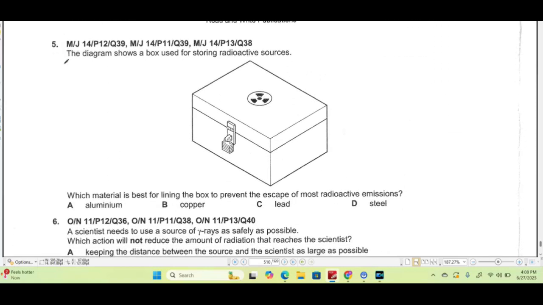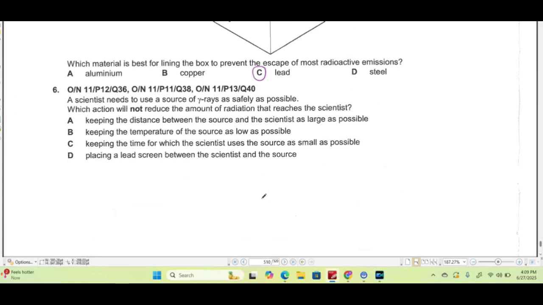Question number 5. The diagram shows a box used for storing radioactive sources. Which material is best for lining the box to prevent the escape of most radioactive emissions? Okay, we know that lead is something that absorbs radioactive emissions, so the box has to be made up of lead.